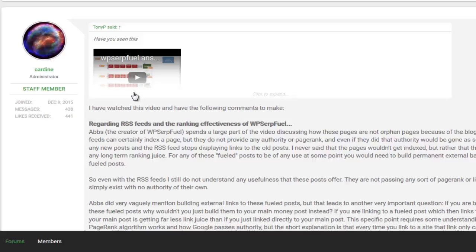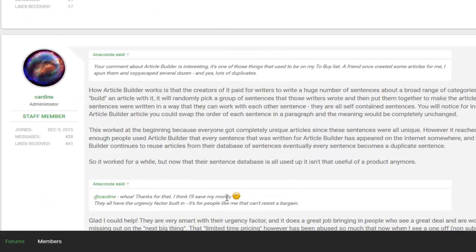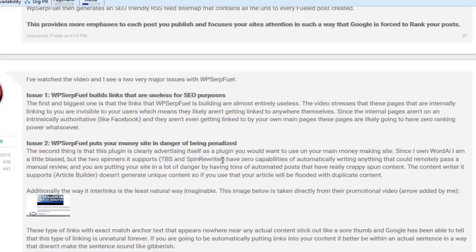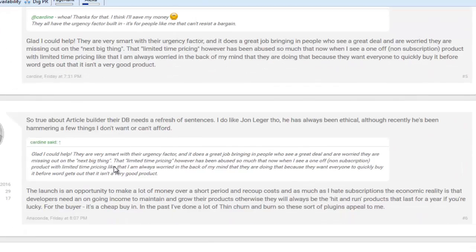And you also made notes of how it's very dangerous because it works with The Best Spinner and Spin Rewriter, which don't create any content that is remotely passable or unique. I don't want to mix up your words, so I'll use your words: The Best Spinner and Spin Rewriter have zero capabilities of automatically writing anything that could remotely pass a manual review. And then you talk about Article Builder as well.